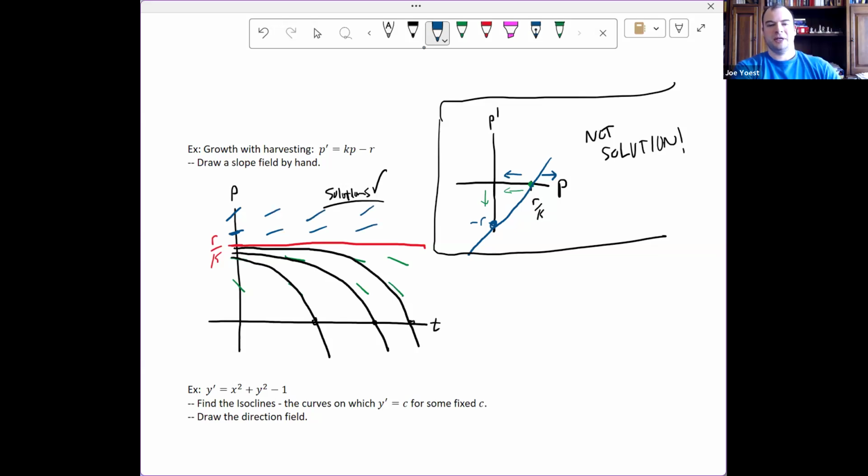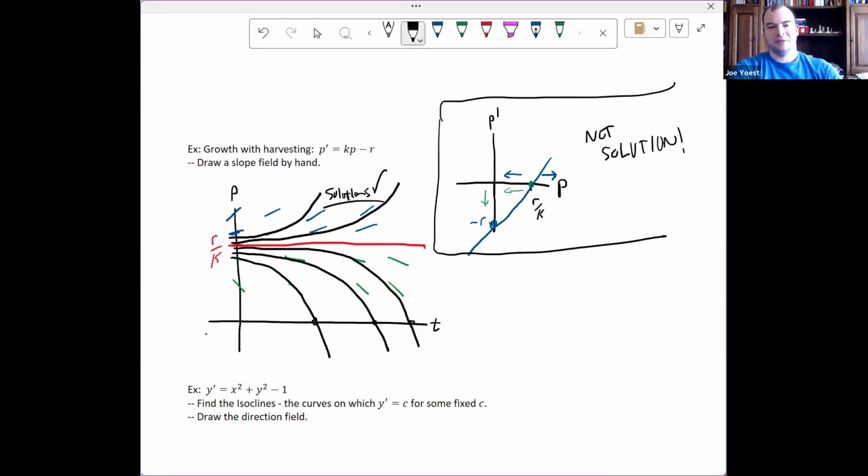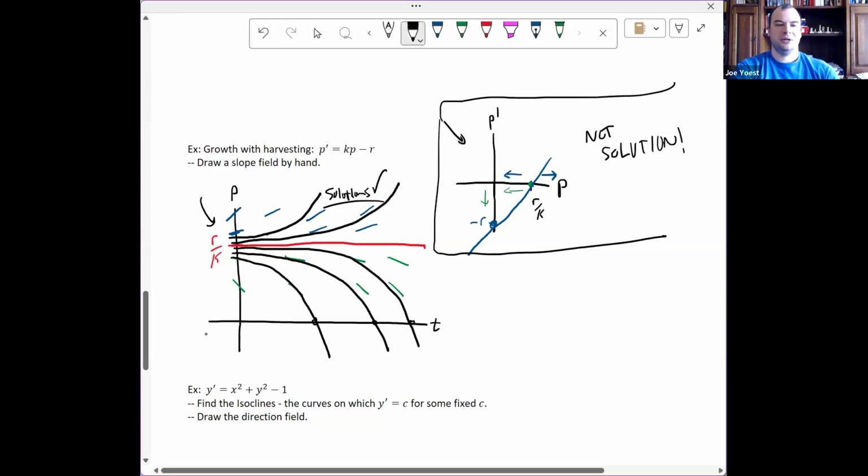This is autonomous, so I'll just copy my lines over left to right, and I see I get exponential growth away from that equilibrium going up. If I don't harvest aggressively enough, my population explodes, gets larger and larger. So I could get a really good idea of what's going on here qualitatively just by looking at this picture and at this picture, even though it's not a solution, it helps us understand what's going on.